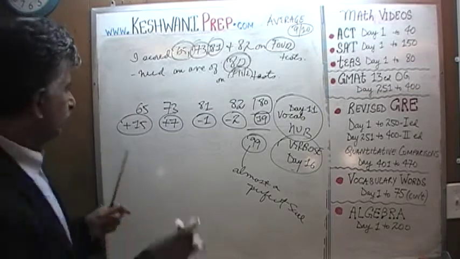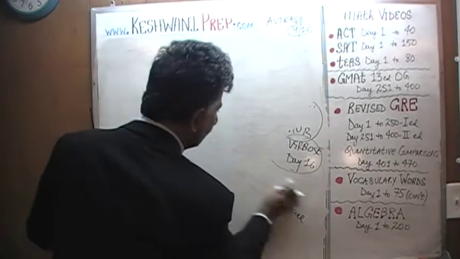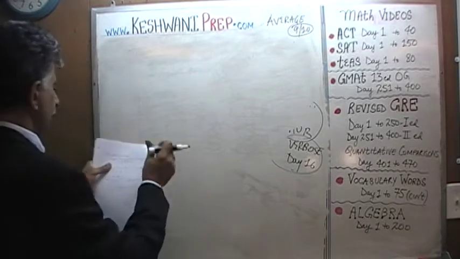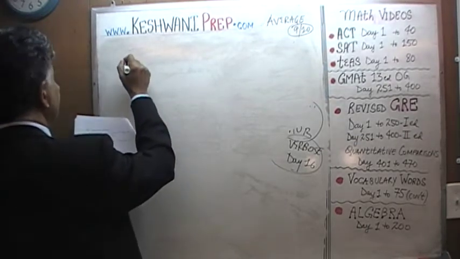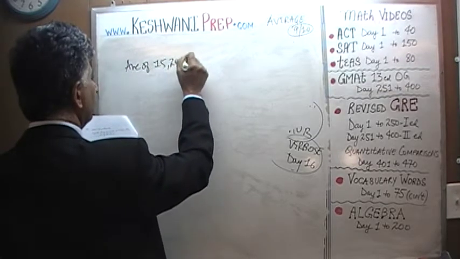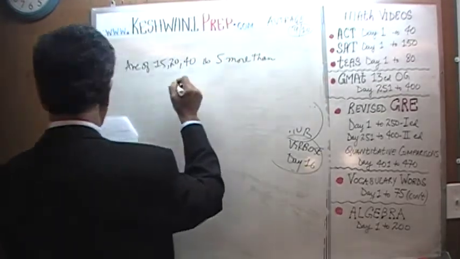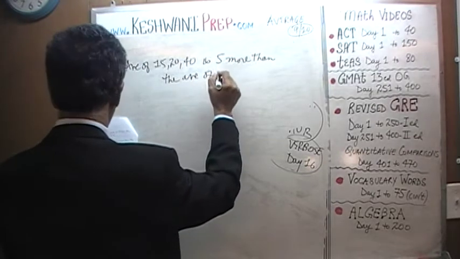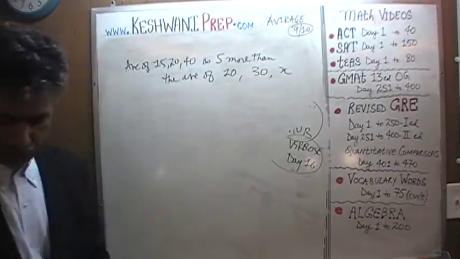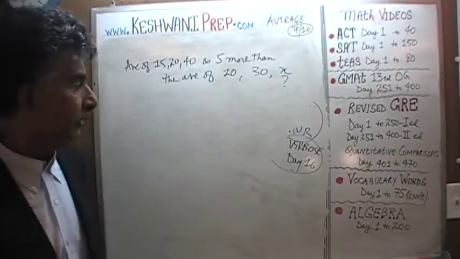Let's do one more. We are told that the average of 15, 20 and 40 is 5 more than the average of 10, 30 and x. Question is, how much is x? Well, let's find out, shall we? Again, we can do it in a traditional way. We're not going to do it in an academic way.